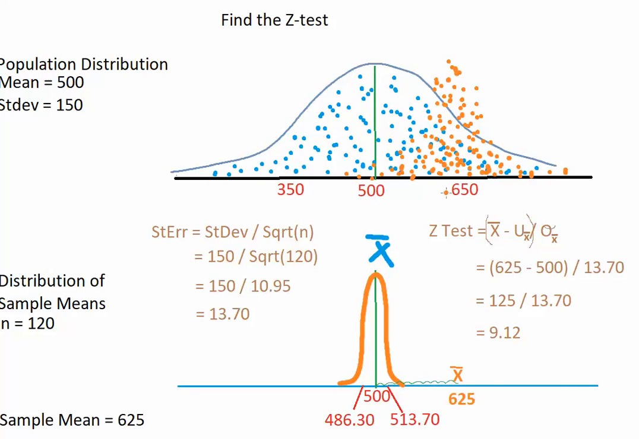So that's why we calculate the z-test. We want to know how many standard errors our sample mean is away from the population mean. We did the z-test, we got 9.12. We asked that question to ask how unusual would it be to get a sample mean of 625 from this distribution of sample means where the mean is 500 and the standard error is 13.7, right? How unusual is a sample mean of 625? And again, sample size 120. And what we've learned is it's extremely rare. Z-test of 9.12, probability incredibly small there.